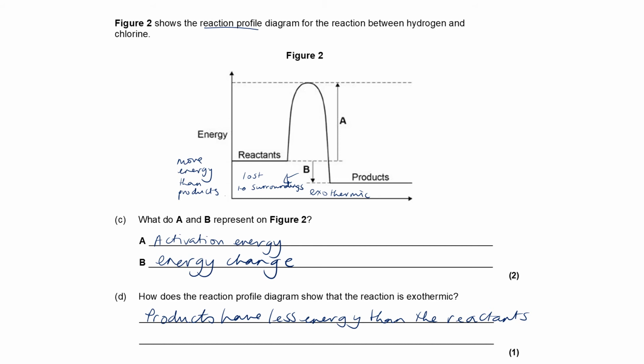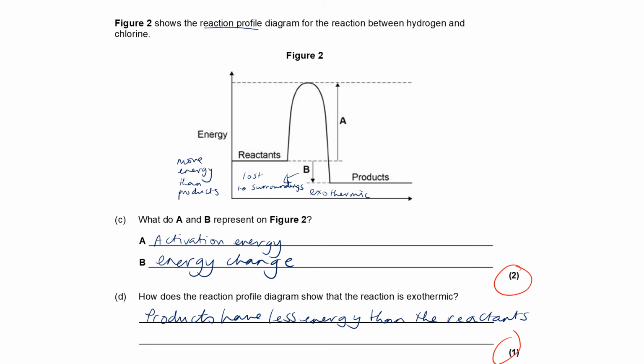And then part D, how does the reaction profile diagram show that the reaction is exothermic? Well, I've already annotated that on my graph. There is more energy in the reactants than there is in the products. So therefore, energy must be lost to the surroundings. And again, when I've checked the mark scheme, I can see that I am right.